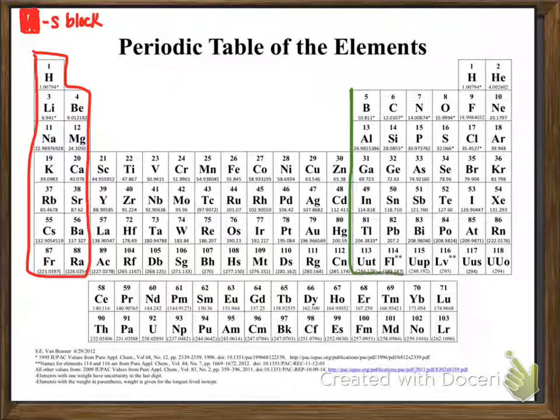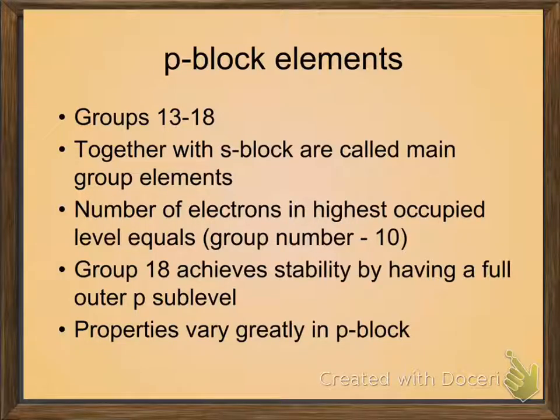And the P block starts with group 13, runs all the way over to group 18, and we're going to kind of disregard this second showing of hydrogen there. You kind of understand it's because hydrogen's a little strange, but anyway, color your P block. Now, let's talk about the P block. It's groups 13 through 18, as we said, and when we look at the P block and the S block together, we refer to them as the main group elements. Now, the number of electrons in the highest occupied level, in other words, the what? Oh yeah, valence electrons, equals the group number minus 10.